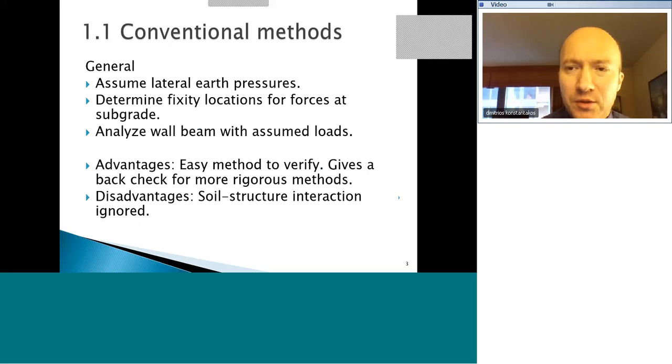On the conventional methods, we've seen that for multiple supports, and in general, we're assuming some sort of lateral earth pressure distribution behind the wall. We're determining the fixed locations for the forces, and especially below the excavation. We're analyzing then the wall beam with assumed loads. The advantage, of course, of conventional methods is that it's an easy method to vary. It gives a backcheck for more rigorous methods like elastoplastic or finite element. The disadvantage is that the conventional method ignores soil structure interaction.